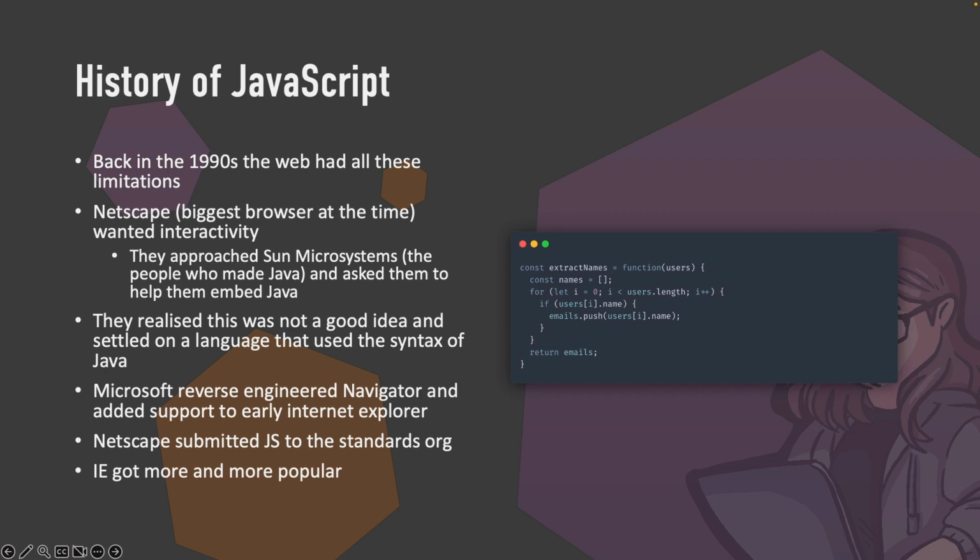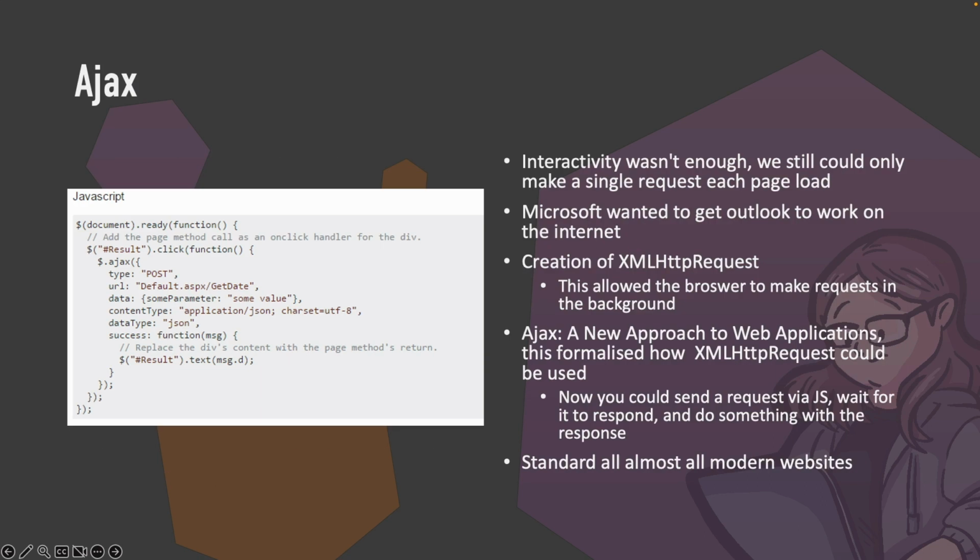Now, when Netscape made this, Microsoft saw and were like, we want that too. So they reverse engineered Netscape Navigator, the web browser, and added support for JavaScript to early Internet Explorer. Netscape submitted JavaScript to standards organizations. However, it didn't really matter. Internet Explorer got more and more popular, and with that, Microsoft wanted to get Outlook, their email client, to work on the internet.